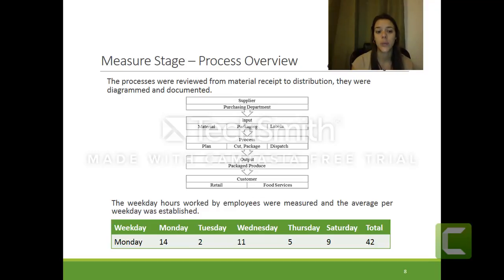In addition to our process that we established, we monitored the weekly hours worked by employees, and we measured them on a daily basis. After this was measured, the average was taken, and as we can see, the hours per day fluctuated between the days of the week. We're never a consistent 8 hours a day as would normally be expected.